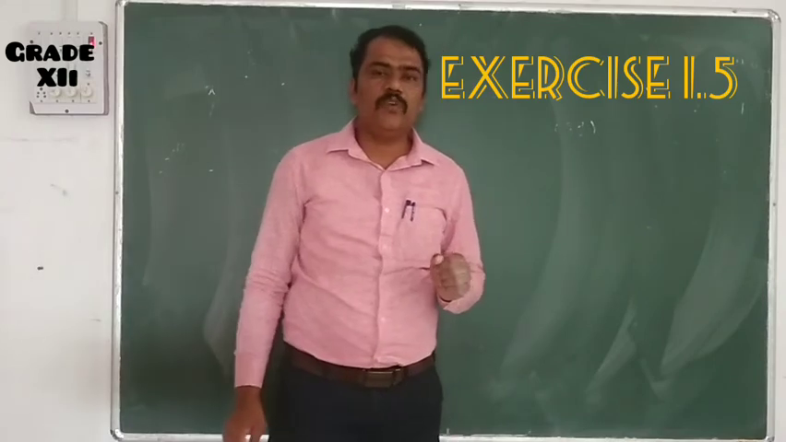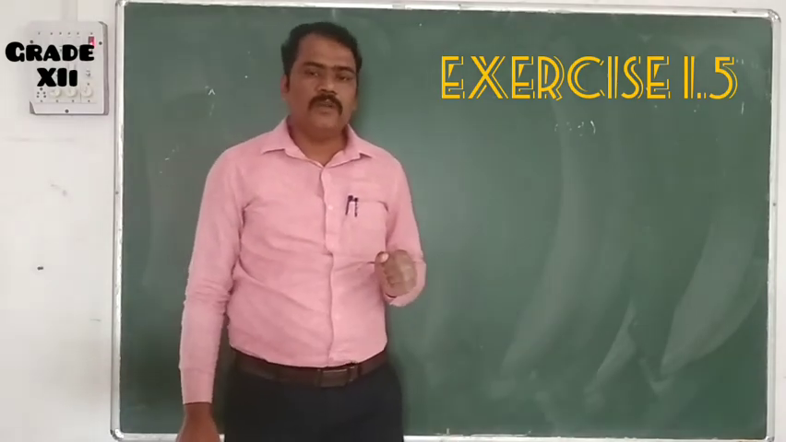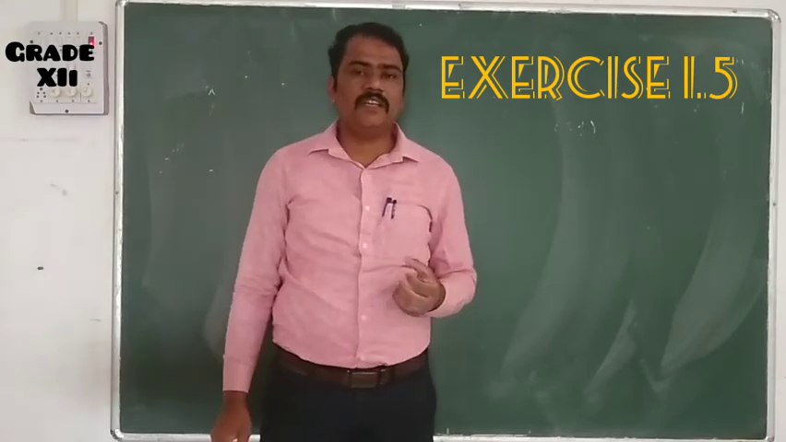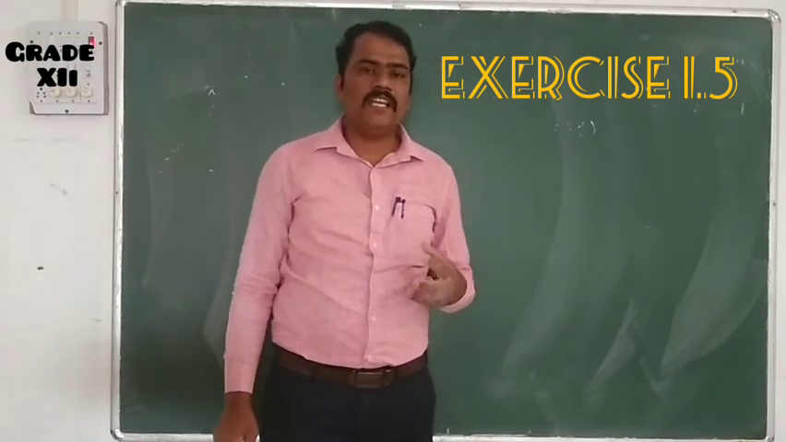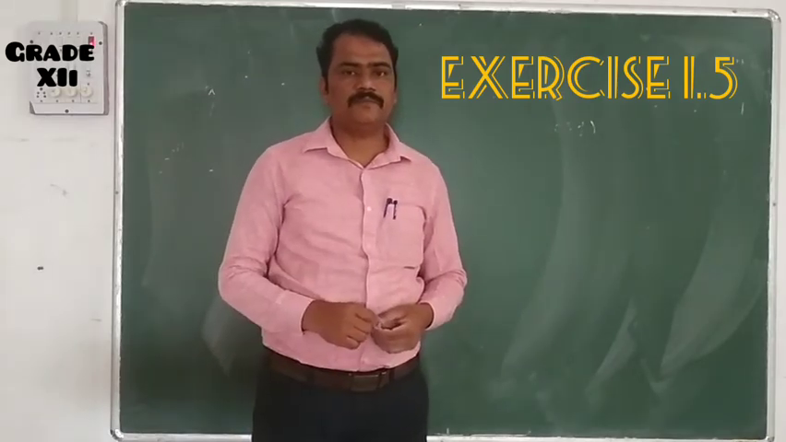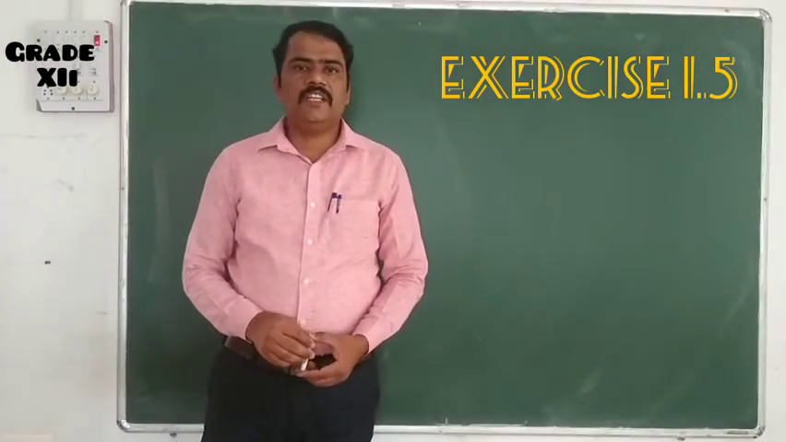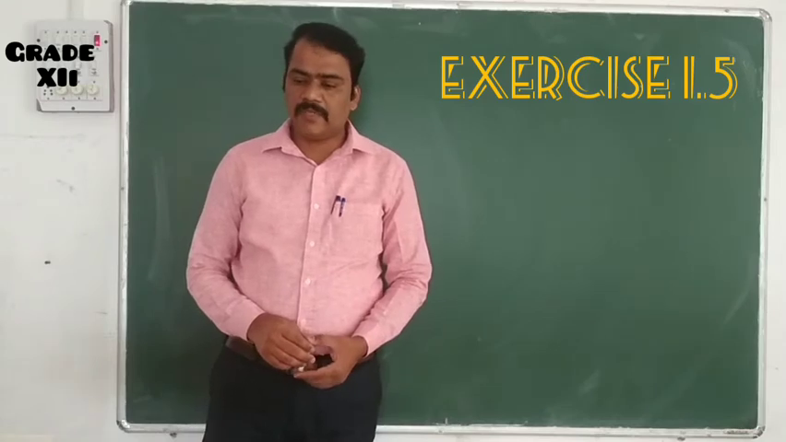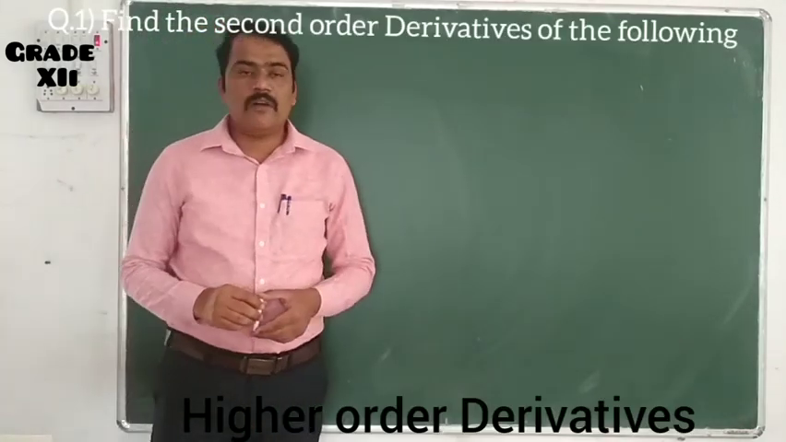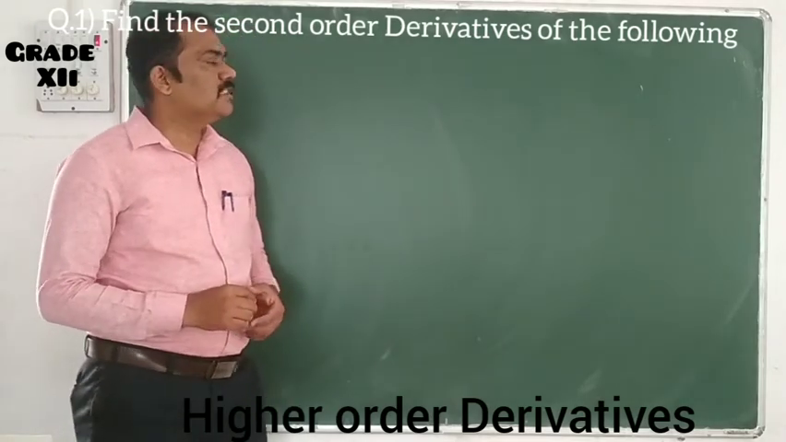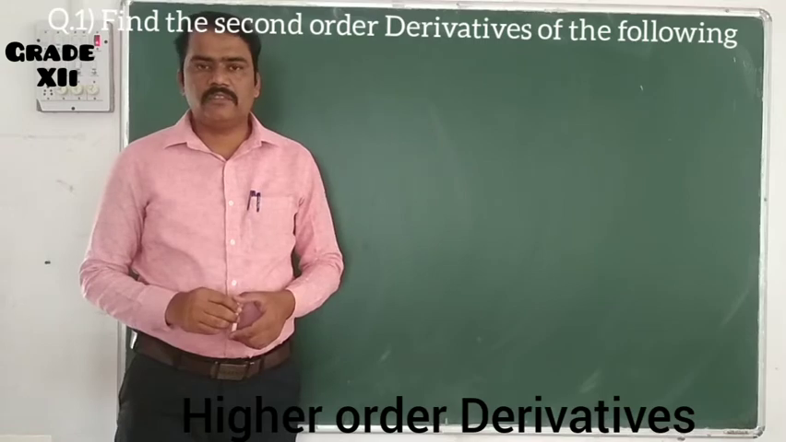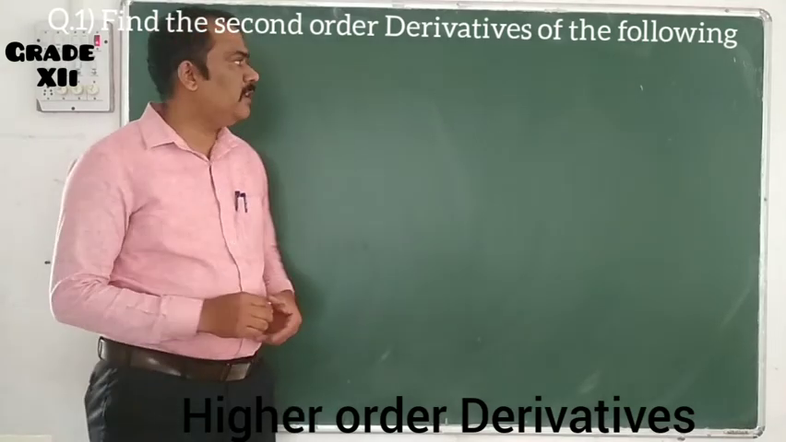After that, we have to discuss exercise 1.5. From exercise 1.5, we start with question number 1. What is that question number 1? That we have to see here. Question number 1 is: find the second order derivative of the following. Now we have to discuss example number 1.